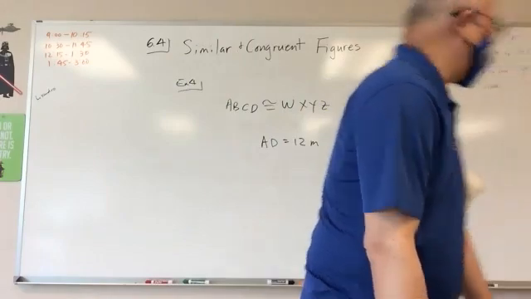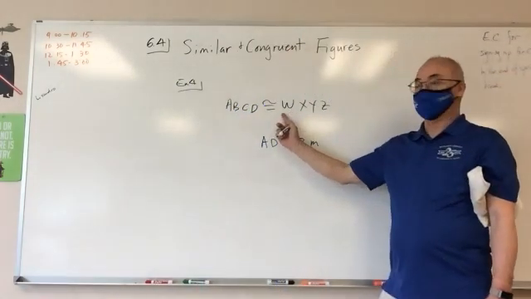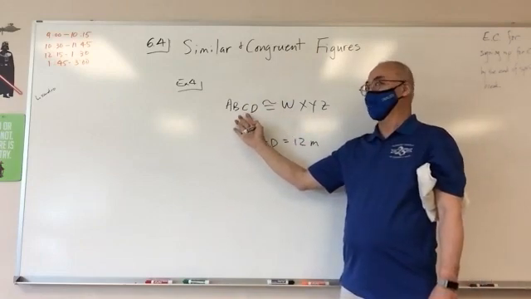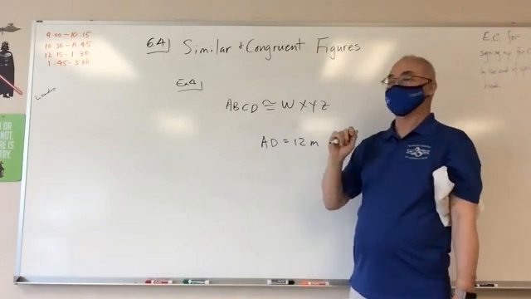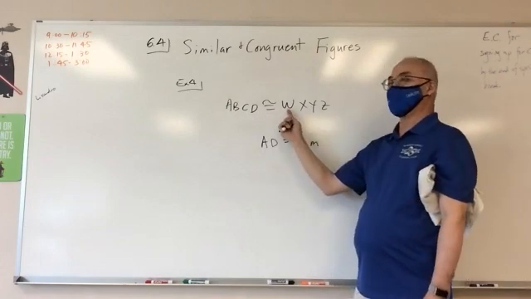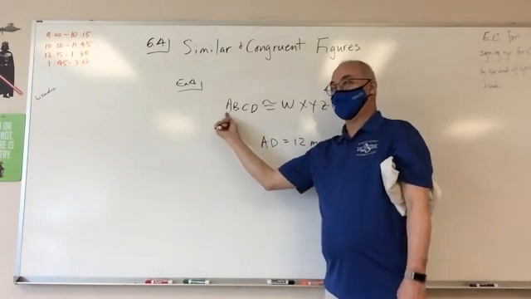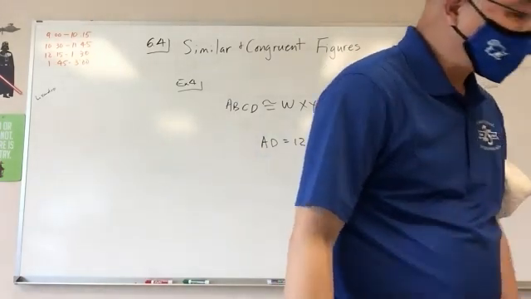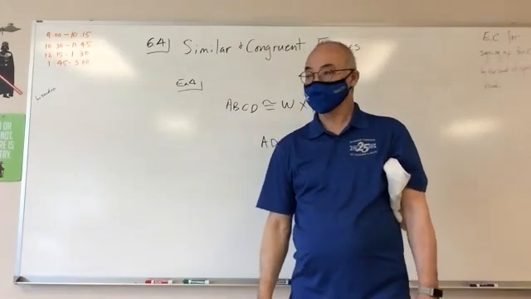Now angle W, which would be what? The congruence, which angle would that be over here? Angle W, right? So it would be angle A, right? Angle A. So angle A is 105. So 105 would be your answer, correct?